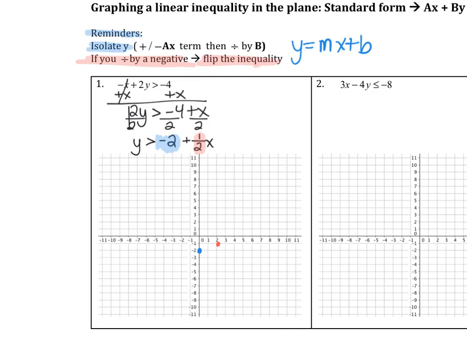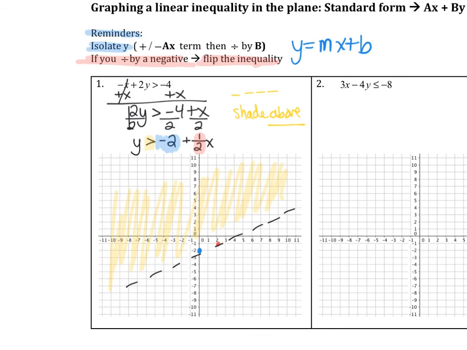And then our inequality symbol is the greater than. So that tells me that I'm going to make a dashed line because it doesn't have an equal to underneath. And I'm going to shade above that line. Okay, so let's make a dashed line that goes through these 2 points. And then if we put our hand up and tell me what is above your hand, that would be this area right here. You shade above your hand. Okay?